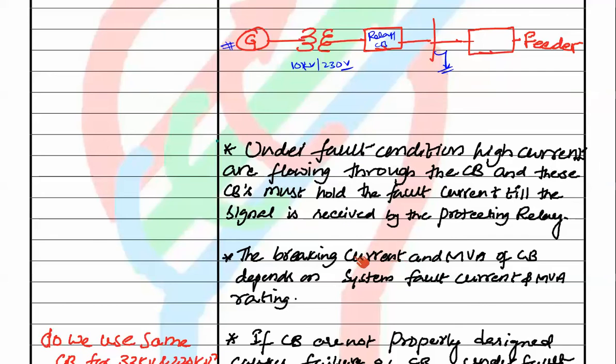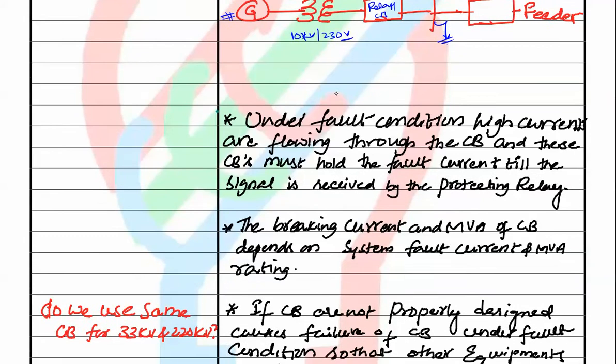So the breaking current, that is the capacity of the circuit breaker, and the MVA of the circuit breaker depend upon the fault current and MVA rating of the system. For example, let's consider we are using one circuit breaker for a 33 kV line. So it's a 33 kV line and we are using a circuit breaker here. And can we use the same circuit breaker for a 220 kV line? No, we can't use.